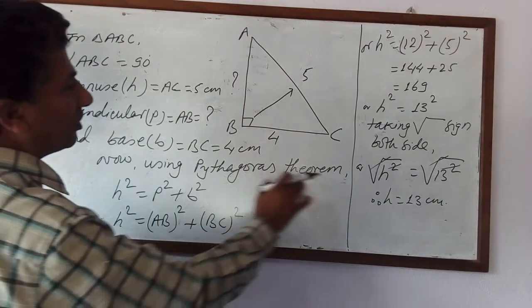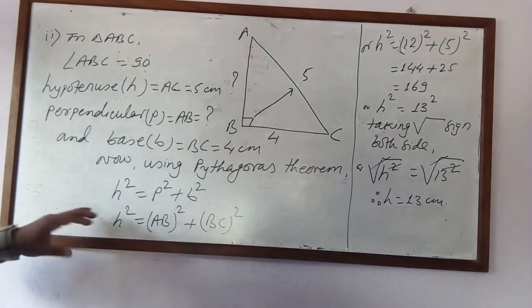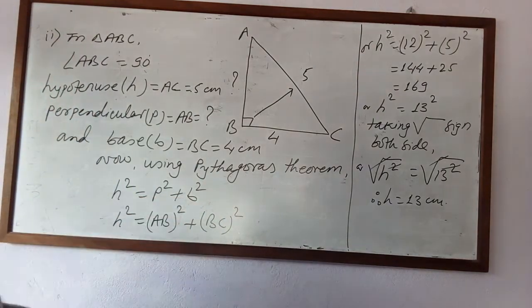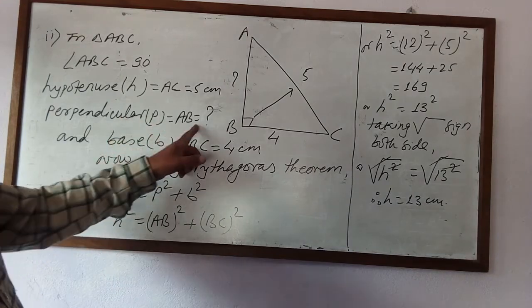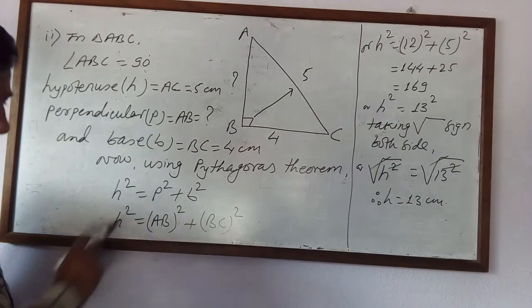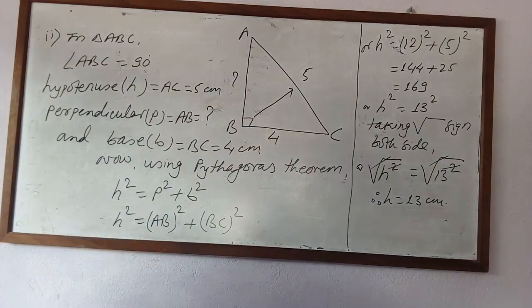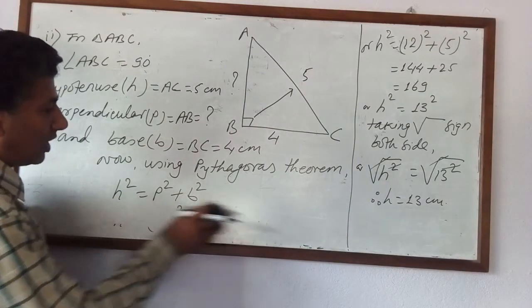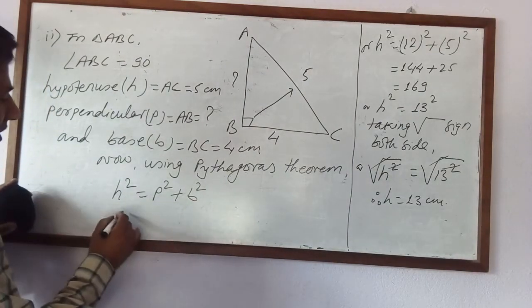Now using Pythagoras theorem, H square equals P square plus B square. But what we have to find? Here we have to find the perpendicular. This from here, slightly I will change. This H square equals P square plus B square. Then P square means H square minus B square.